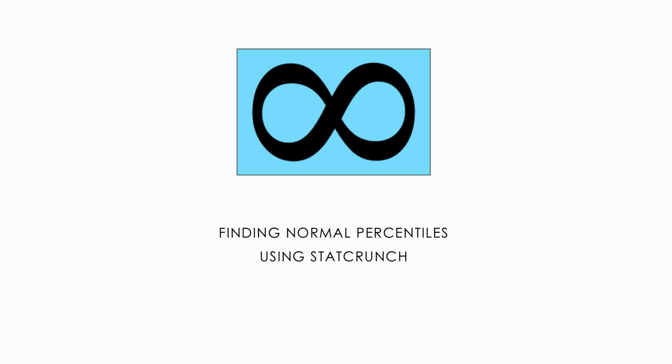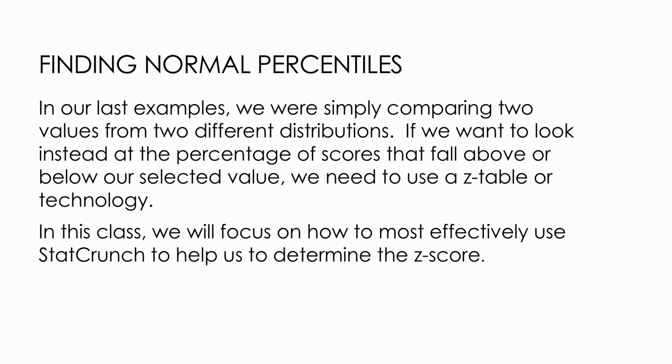In this lesson, we will find normal percentiles using StatCrunch. So in our last example, we looked simply at z-scores, and we were looking to compare two z-scores to one another. In this case, we don't want to do that. We want to compare our score to how many scores, or what percentage of scores, would fall above or below ours. So in this case, we will need to find a z-score and then use technology to compute a percentile of either greater than our score or less than our score.